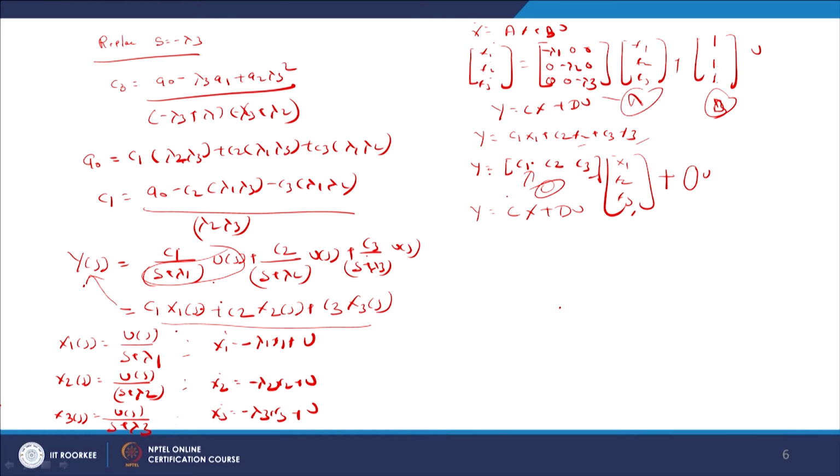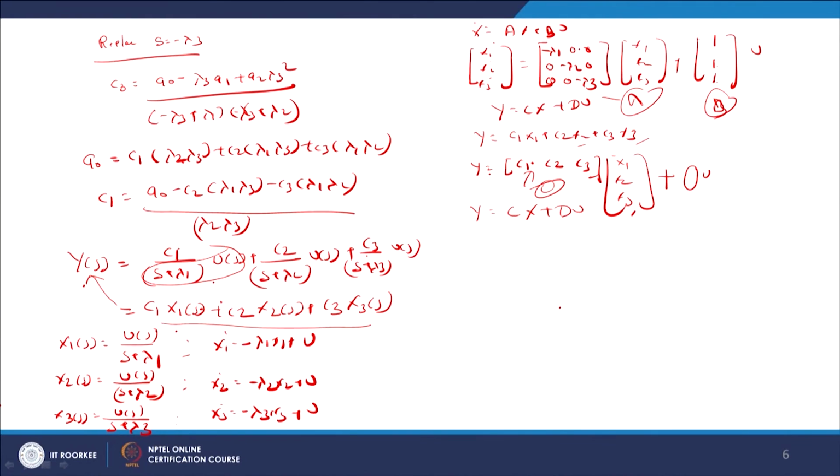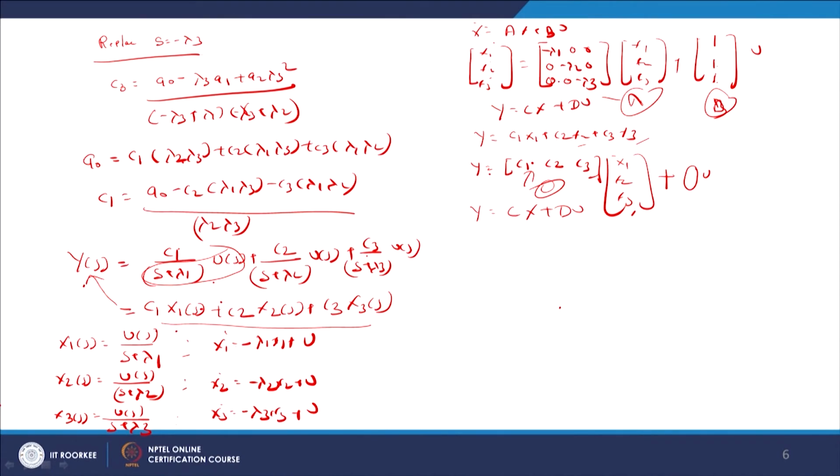And what are c1, c2, c3? c1, c2, c3 are called residues. And again we will find that most of the elements in this matrix A are 0. You will find 0, 0, 0, 0. Therefore, in the introduction I mentioned that the number of non-zero terms is very small, that is here lambda 1, lambda 2 and lambda 3, and the remaining terms are 0.